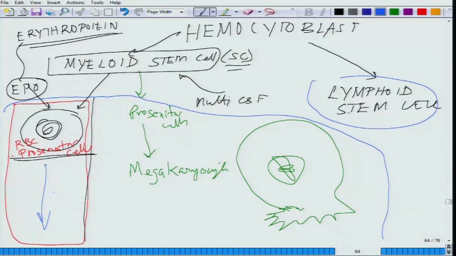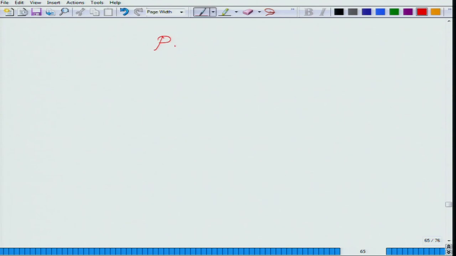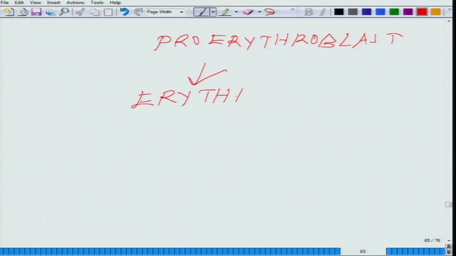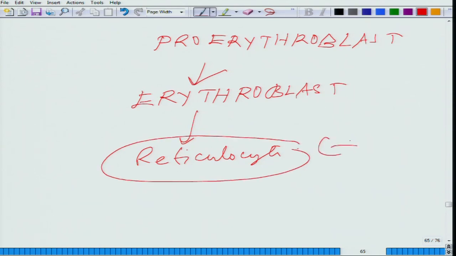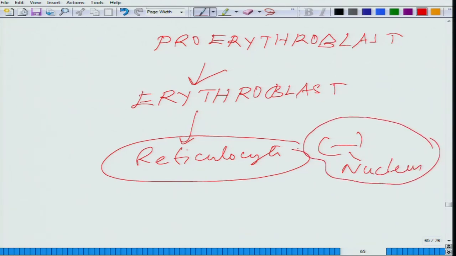So what is happening here? Let us first of all talk about what is happening to the RBC progenitor cells. Okay. So, the first series of cells are called proerythroblast. This proerythroblast reaches the erythroblast stage. Erythroblast. Okay. And from here it forms something called reticulocyte. And reticulocyte is the phase when it starts losing the nucleus, which you remember I was showing in the first class, how they are losing the nucleus because of 15-lipoxygenase activity.